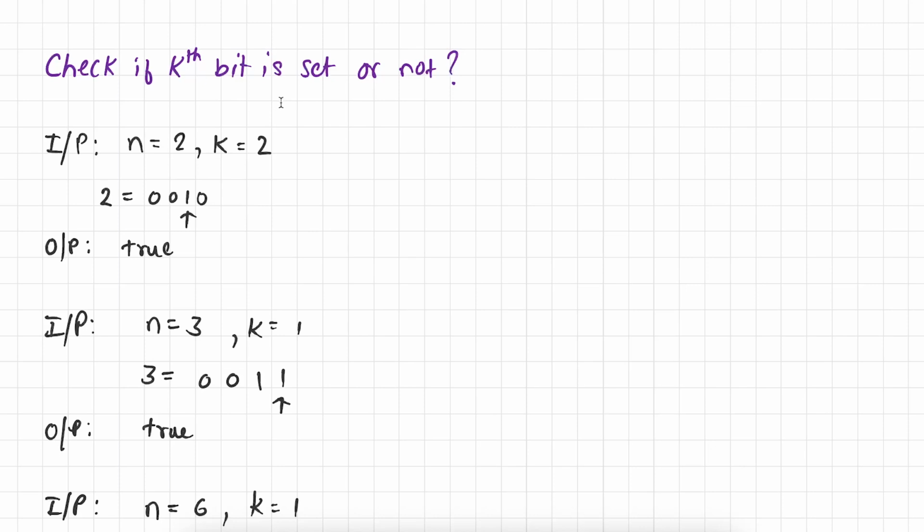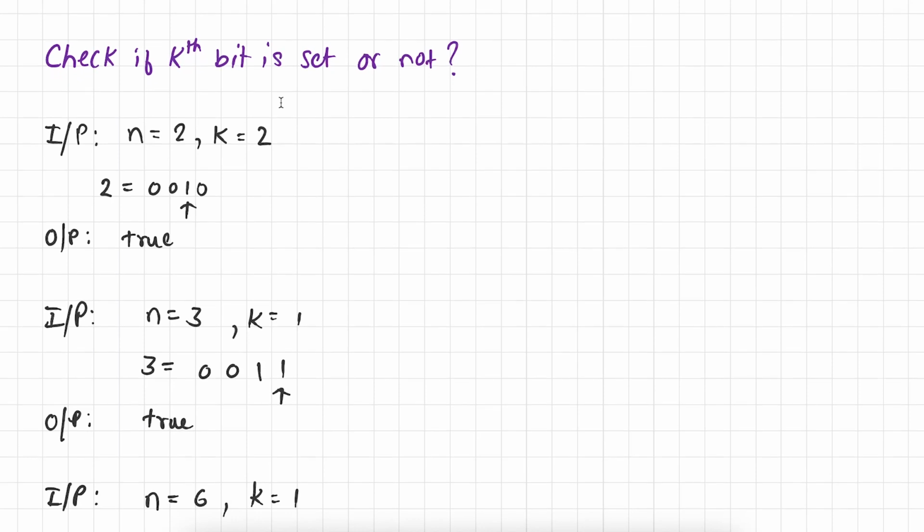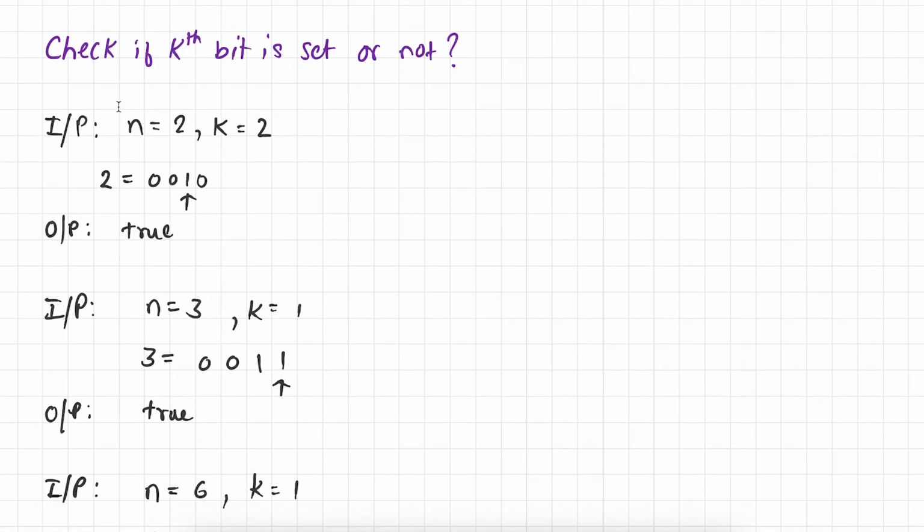So the problem is: you are given two numbers n and k, and you have to find if the kth bit of number n is set or not. Let's understand this with examples. Let's say n is equal to 2 and k is equal to 2. Then you need to find if the kth bit of number n is set or not. The binary representation of number 2 is 0010, and here the second bit is set and k is equal to 2. It means the second bit is set, so the output of this input is true.